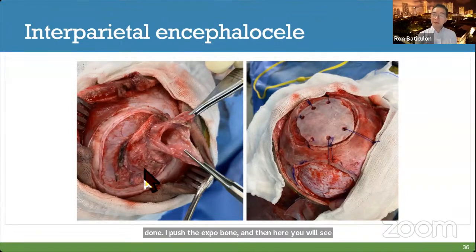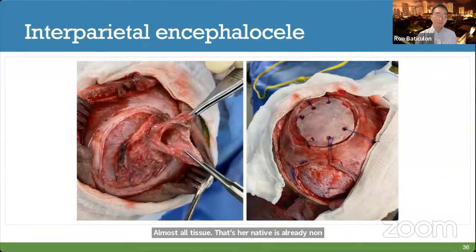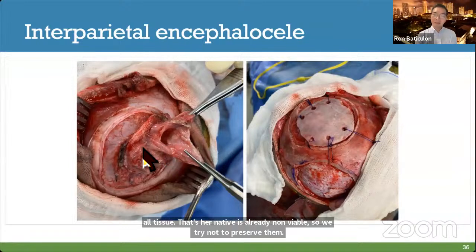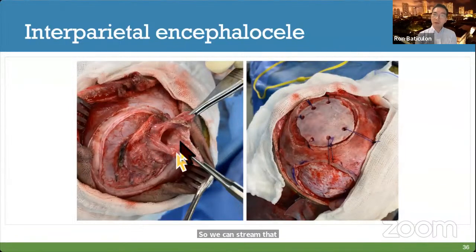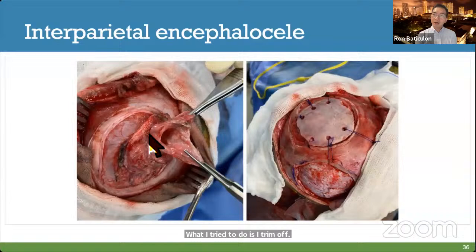When opening the sac, how do you prevent venous injury? How do you prevent injury to the veins? Again, just work from the sides. Start working from the side, dissect, and try not to violate the arachnoid. Almost all tissue that's herniated is already non-viable, so we try not to preserve it. We just trim that off. And the other important thing, when you're trimming this off, I trim off about 4 or 5 millimeters from the edge, so that if tissue retracts, I will still be able to see it.